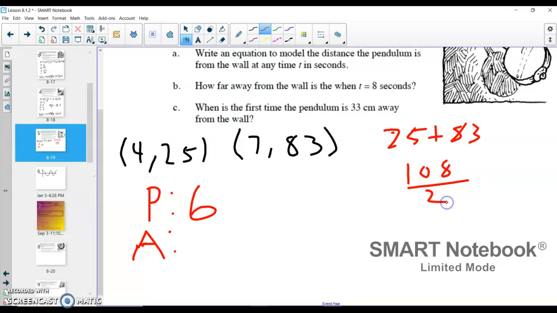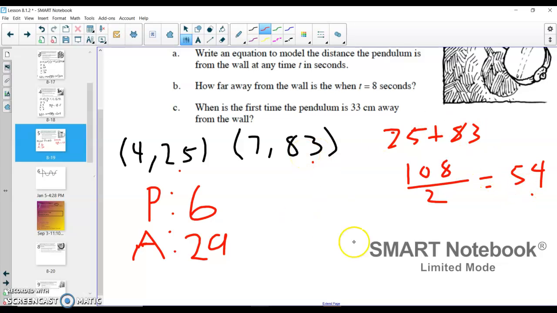And then 108 divided by 2 should give me 54. And 54 is the midline. Now I'm thinking, okay, what's that space between 25 and 54, and what's the space between 54 and 83, because that will give me my amplitude there. And the answer is going to be an amplitude of 29, because 29 less than 54 is 25, or 29 more than 54 is 83.